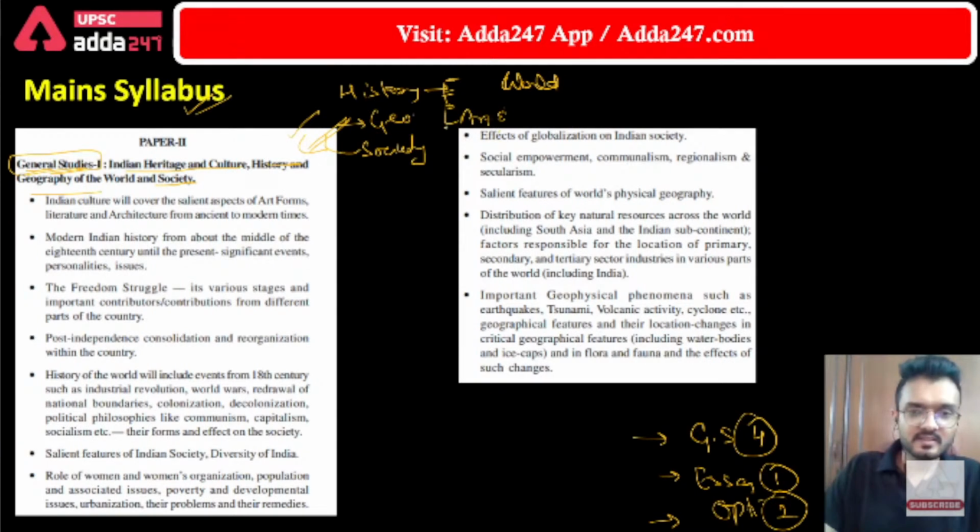And then there is geography. In geography there is world geography, there are different physical phenomena, there is Indian geography, and there are different human phenomena also. So the whole geography is included in GS paper 1, and there is Indian society. So let's discuss each topic one by one.